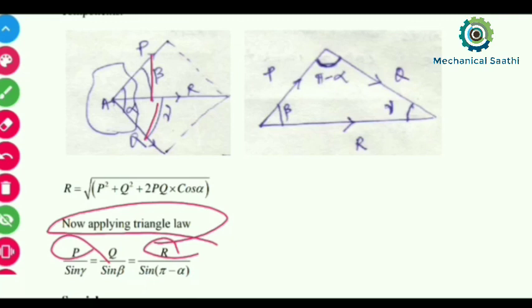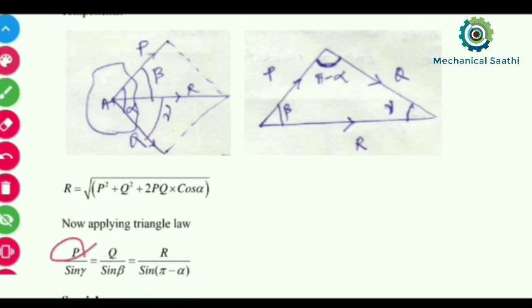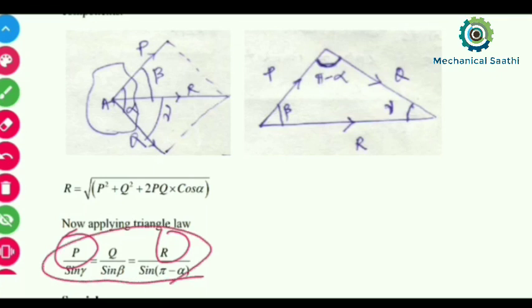Suppose in this equation, these three angles or two angles are given. So if beta and gamma are given, then we can find out the value of alpha. Suppose these two angles are given, and this resultant is given, and one of these two forces is given, then by putting in this equation also we can find out the value of the other force.